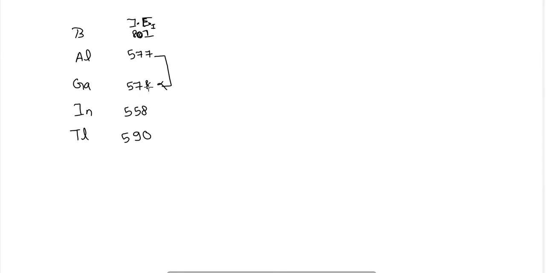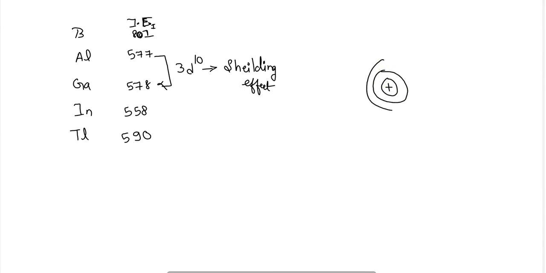It is very negligible, but this particular change is due to the presence of the 3d orbital. As the 3d orbital is present in gallium, a shielding effect will be produced. And what is the shielding effect? If I talk about gallium, here is the first shell, the second shell, and in the third shell, the d orbital is there.